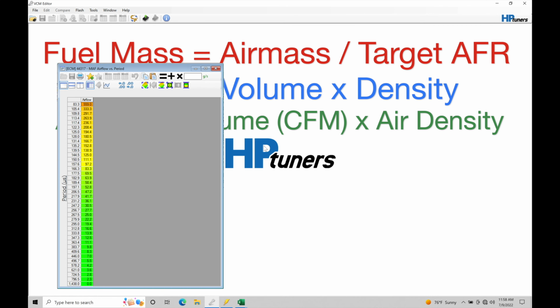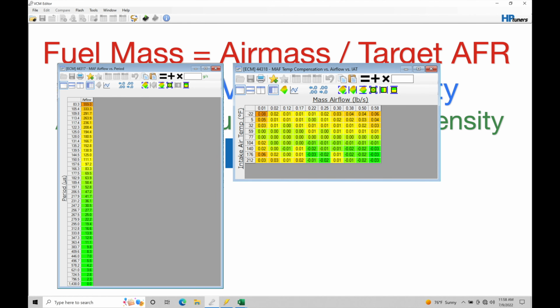But we're going to be missing that density aspect. And that's where we have an additional table that's used to characterize density. That's going to be our MAF temp compensation versus airflow versus intake air temperature. That's going to further refine and correct the airflow coming from the mass airflow and giving us a total measurement for air mass. So if we have that mass airflow sensor reading, we also have our MAF compensation that will give us the amount of air mass being ingested into the engine.